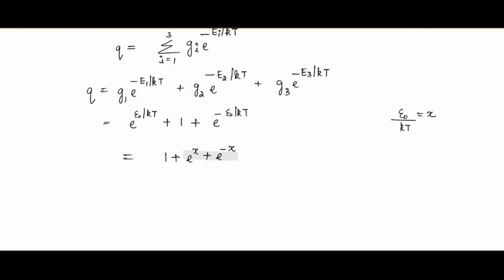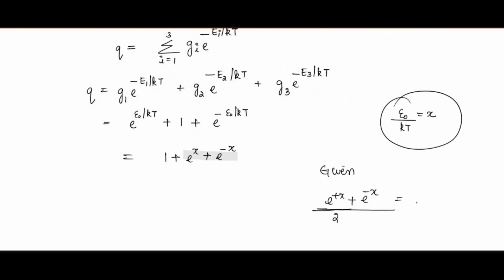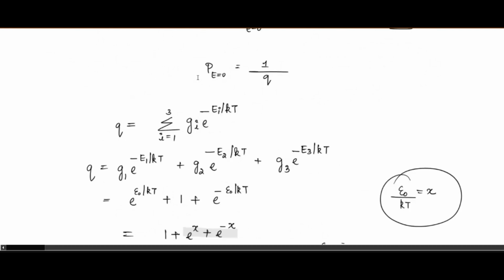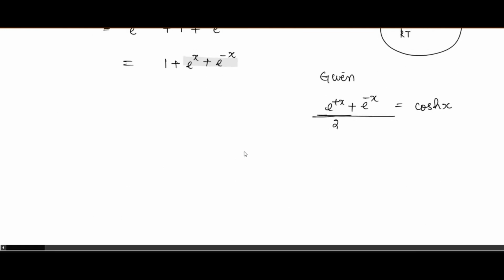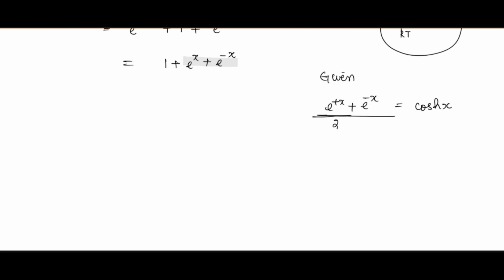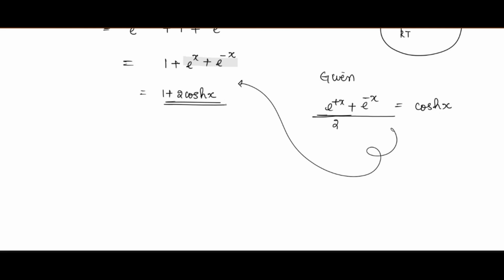Now this is already mentioned in the question. It is given in the question that e to the power plus x plus e to the power minus x by 2 is cos hx. See? It's already given in the question. Okay? So if you put those values over here, what I am getting is 1 plus 2 times cos hx. Okay, so that is my q.